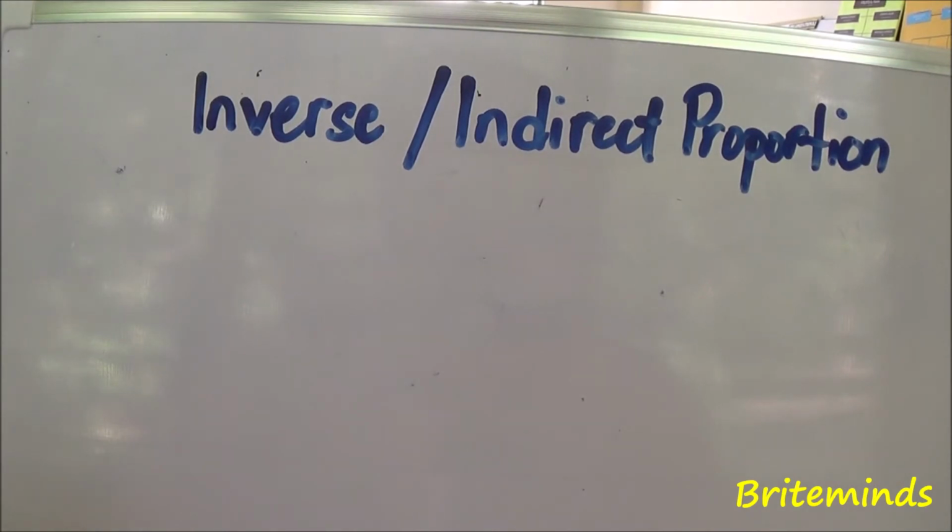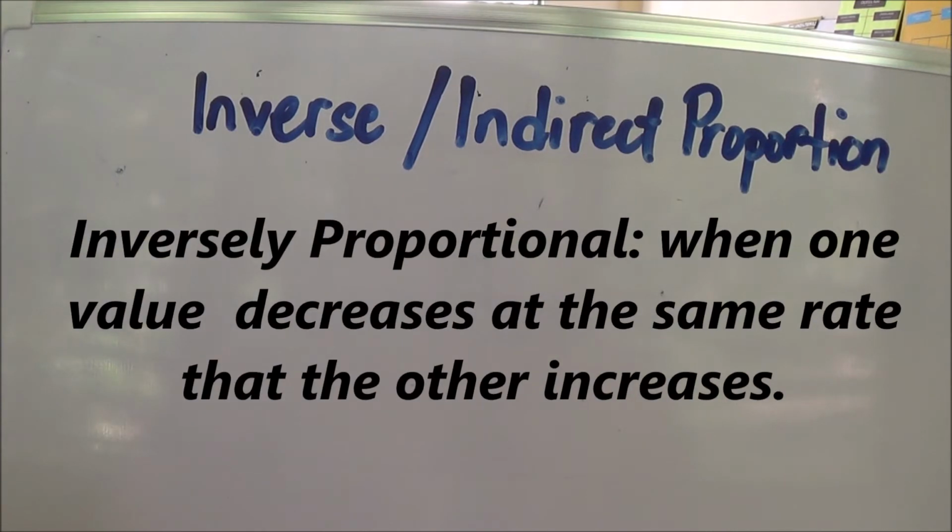We go to the second type of proportion, which is the indirect or the inverse proportion. A number is indirectly proportionate to a number when as one value increases, the other value decreases. Like for example, when the value x increases, the value y decreases. When an increase in one quantity results in a decrease in another, it shows an inverse proportion.